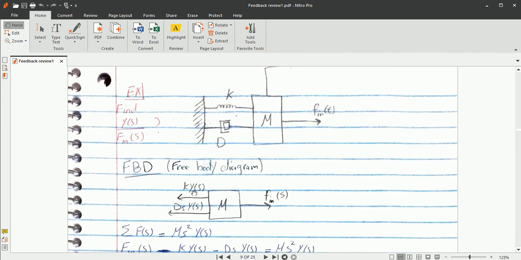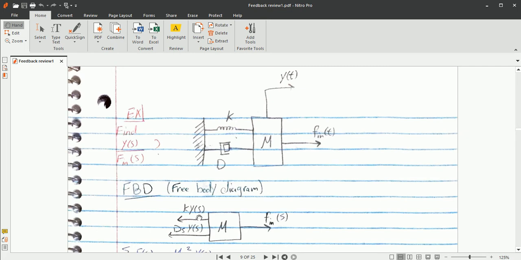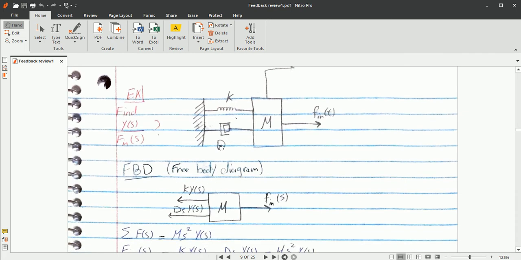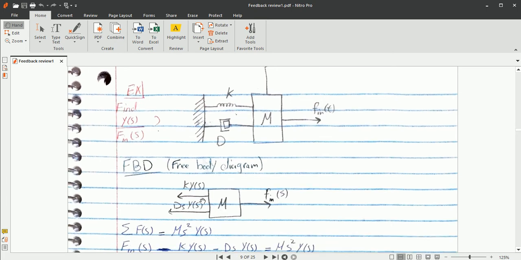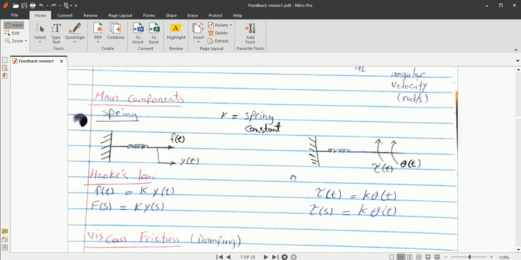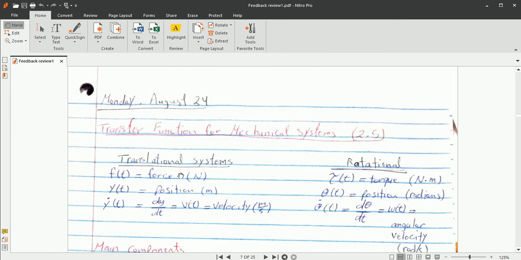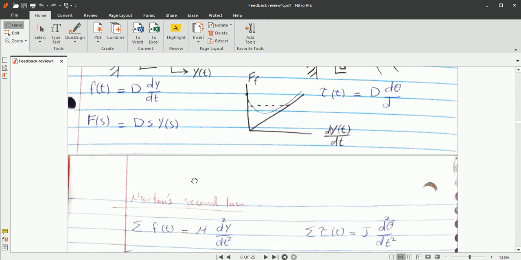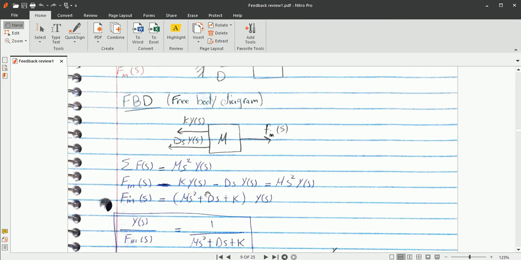It will oppose the F in. So it will be K y of s, according to Hooke's law, and this will be d s into y of s. We discussed Hooke's law and damping friction earlier, so these are being used here. The summation of all forces is equal to m s square into y of s, that is Newton's law. So the summation of all forces will be F in minus d s y of s minus k into y of s, equal to m s square into y of s.